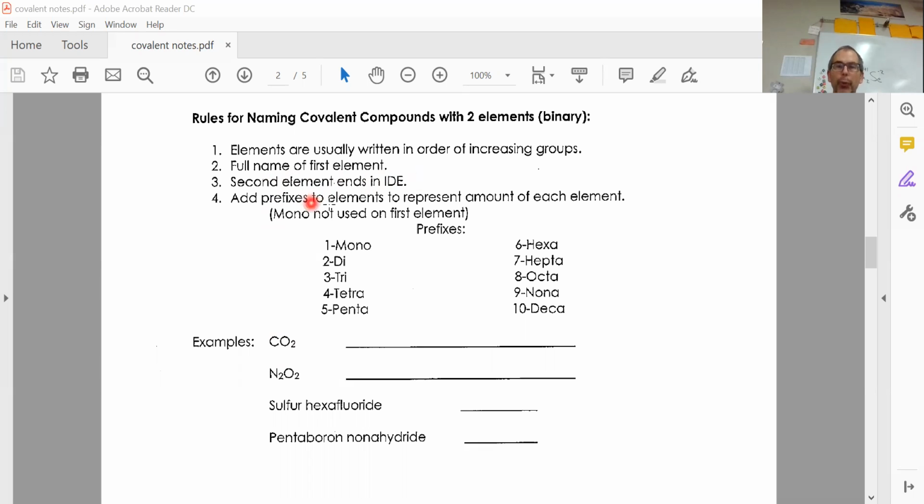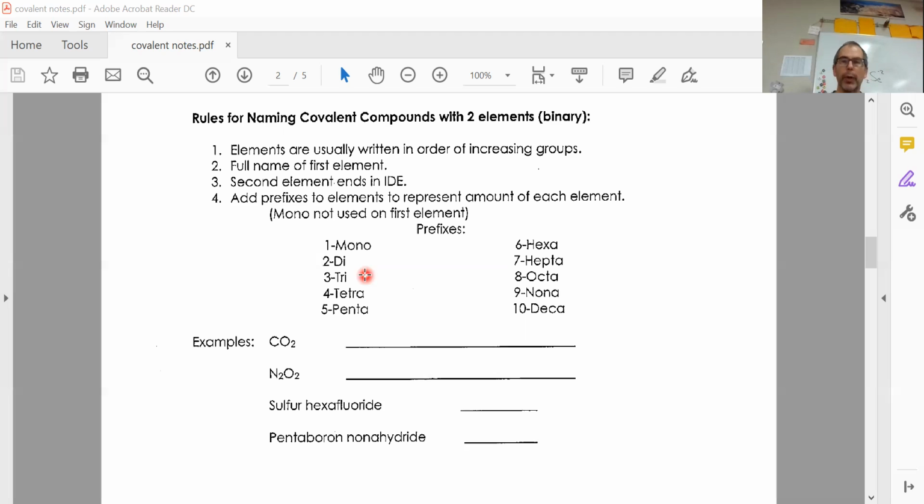And then we're going to put prefixes on elements to tell how many of an atom we have. With ionic, we know charges and then figure out the ratio of things. But for covalent ones, we're just looking at molecules and telling you how many particles are in each molecule. So it's not really based on charge. You're combining two things that both gain electrons by sharing.